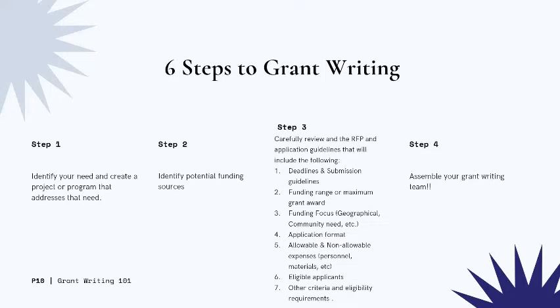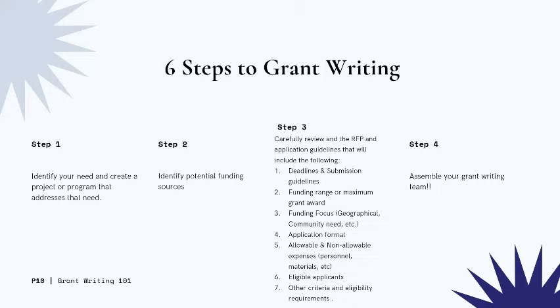Step 3 is what we've sort of done a little bit of so far, where we went to the grants.gov or the Home Depot Foundation website. But you want to carefully review the RFP and the application guidelines that will include the deadlines, the funding range, the geographical information, the application format, what is allowable, what is not allowable, who's eligible, and other criteria.